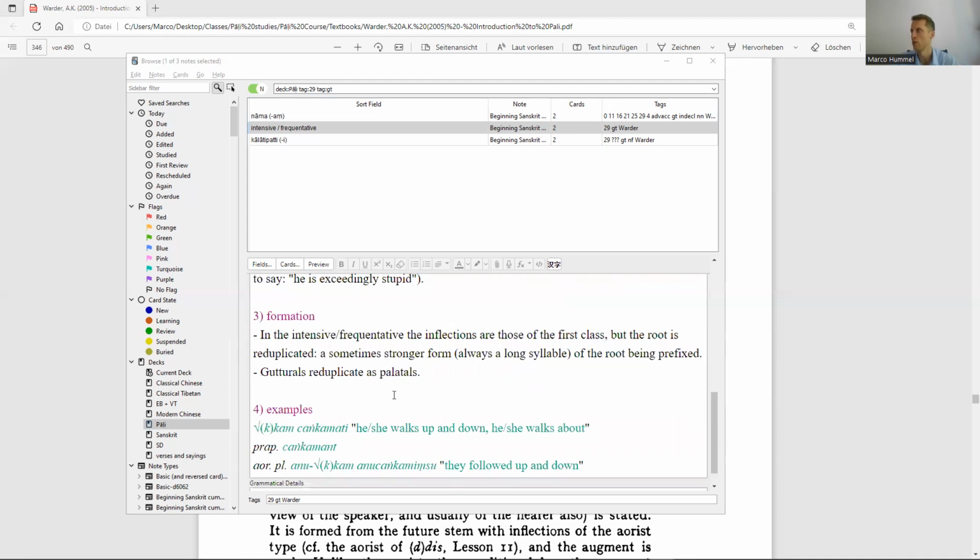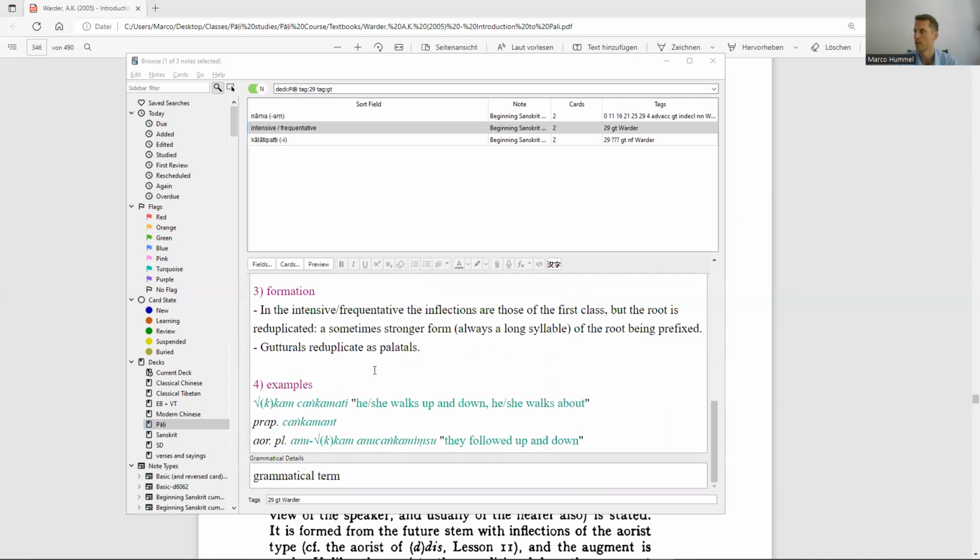In the intensive or frequentative, the inflections are those of the first class, but the root is reduplicated, a sometimes stronger form, always a long syllable, of the root being prefixed. Gutturals reduplicate as palatals. So the roots can be even more complicated. It is, I think, easiest if we pick up these words as we encounter them while reading, since they are not so frequent.